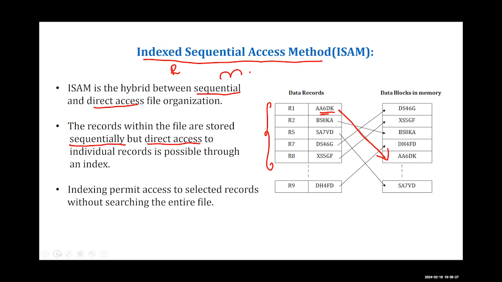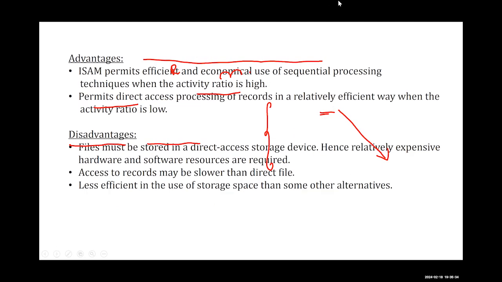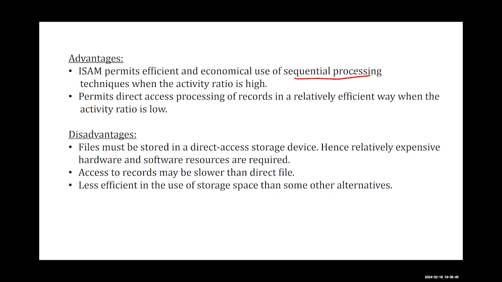Indexing permits access to selected records without searching the entire file. So let us see the advantages as well as the disadvantages of this. ISAM permits efficient and economical use of sequential processing. So we know that it is efficient and economical. Why? Because in hashing or indexed access, we had the overhead of a lot of functions. But here it permits us to use the advantages of sequential processing techniques where the activity ratio is high.